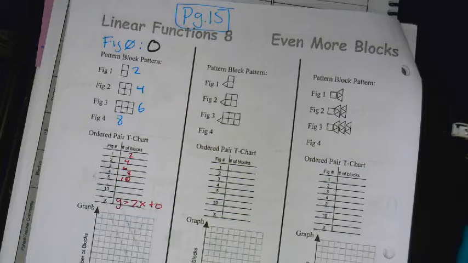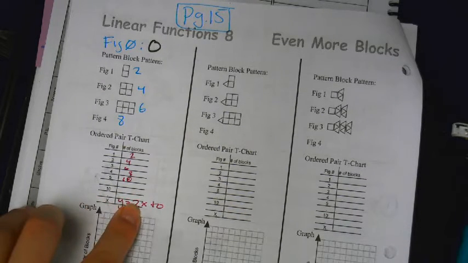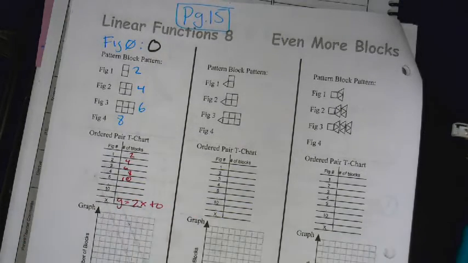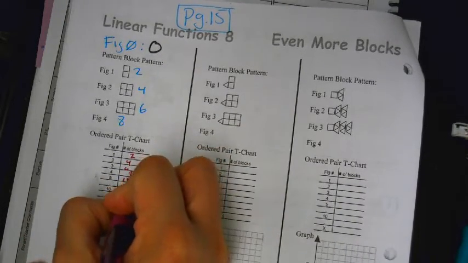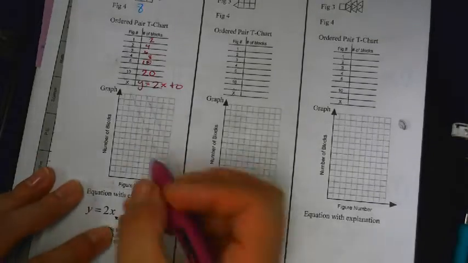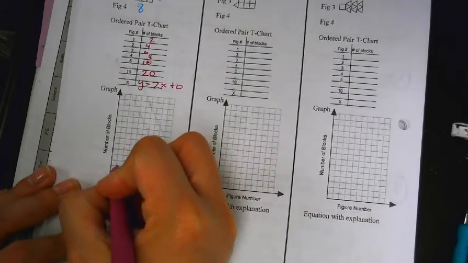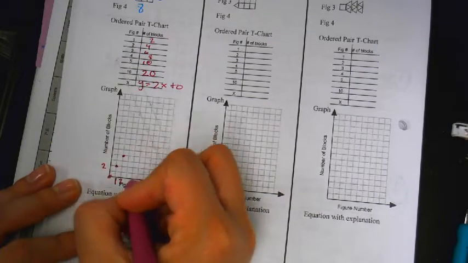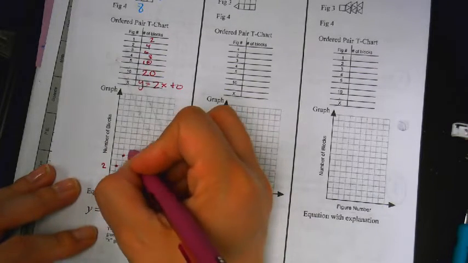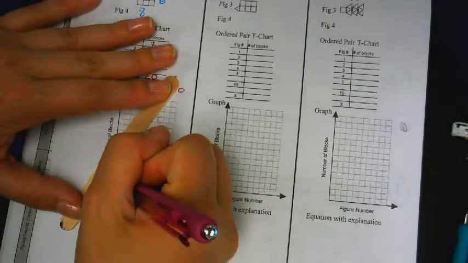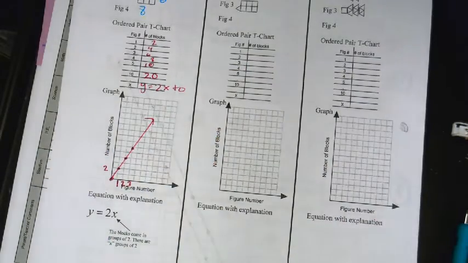All right, so to figure out figure 10, I plug it in here. Y equals 2 times 10 plus 0. What's 20? All right, now we have to graph it. Oh, so on this very tiny, tiny graph. So 1 will be 2. 2 will be 4. 0, 0. 3 will be 6. All right, that's enough dots. And then we connect. There we go. Pretty easy.